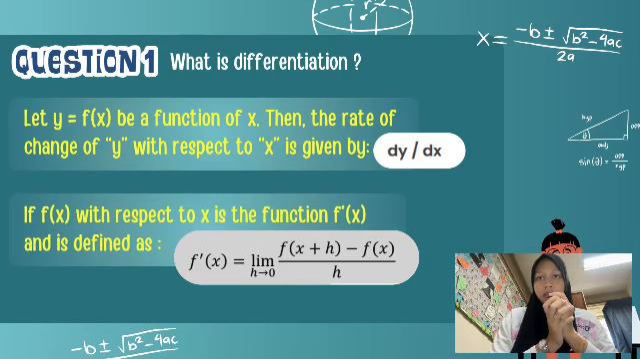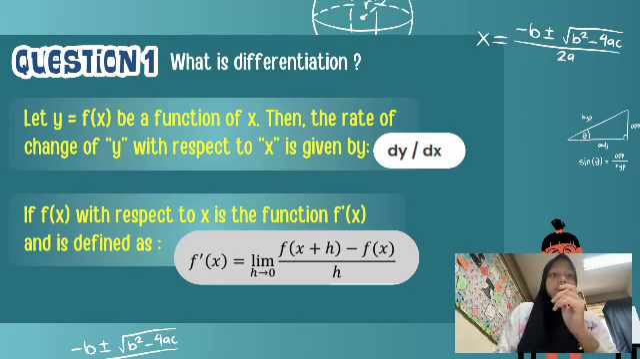The second one, the derivative of f(x) with respect to x is the function f prime x and is defined as f prime x equal to the limit as h approaches 0 of f(x plus h) minus f(x) over h. In this formula, h represents a very small change in x. The expression f(x plus h) minus f(x) calculates the change in the function value, while dividing by h gives the average rate of change.